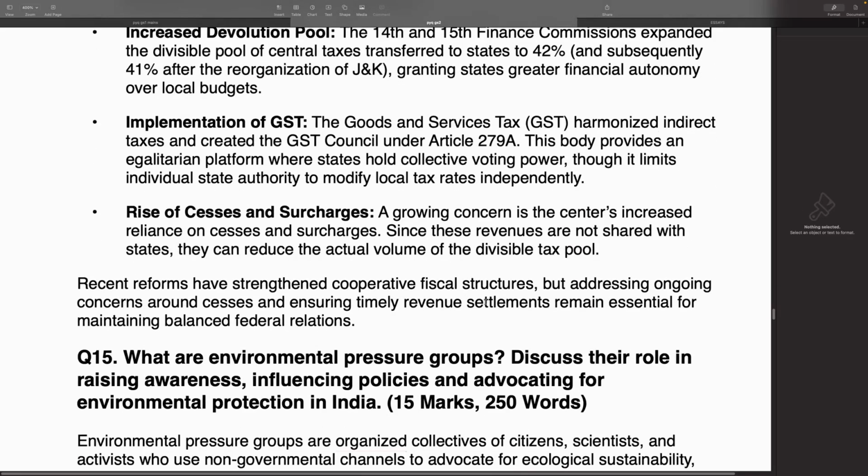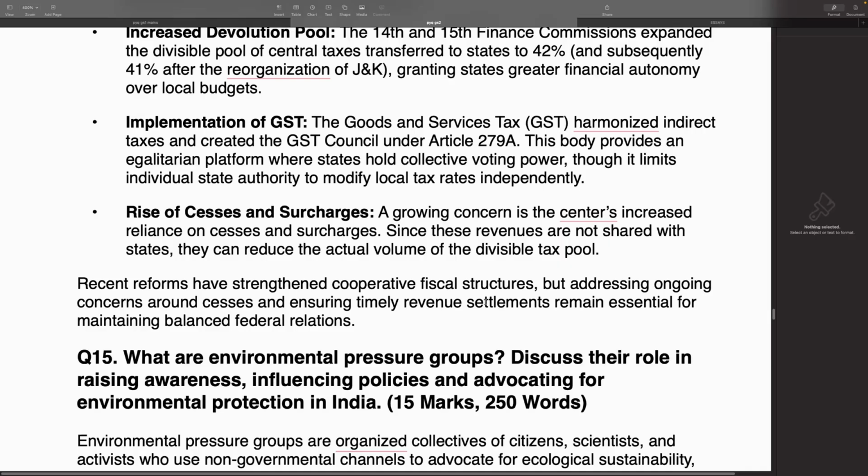Implementation of GST, the Goods and Services Tax, harmonized indirect taxes and created the GST Council under Article 279A. This body provides an egalitarian platform where states hold collective voting power though it limits individual state authority to modify local tax rates independently.